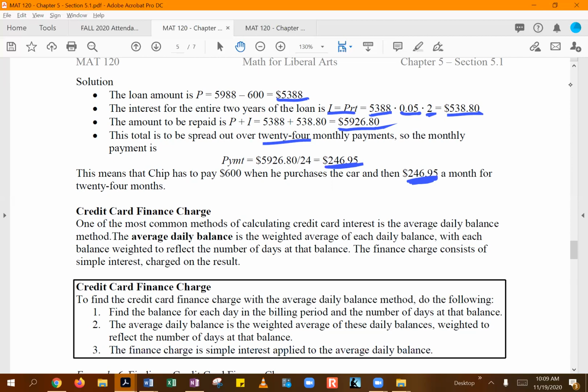So let's see if we can do an example here from our textbook. We had done these examples last time, so let's take a look.